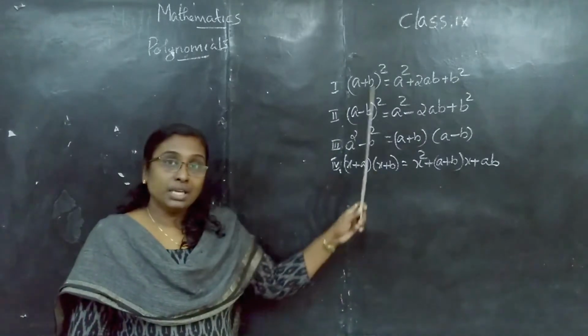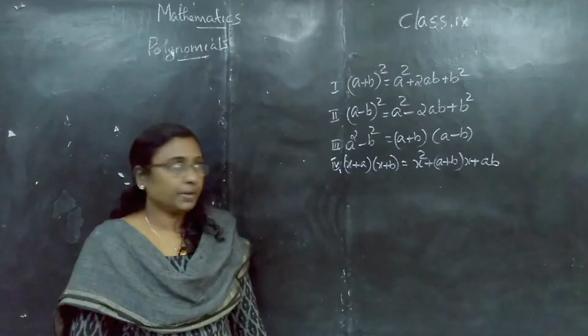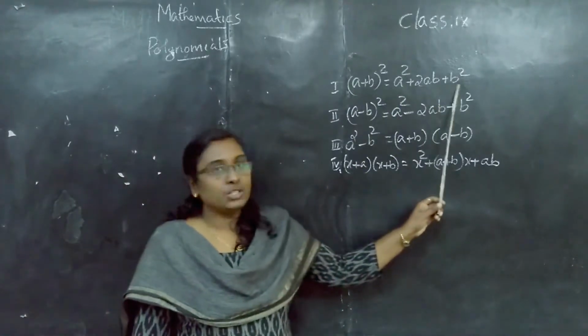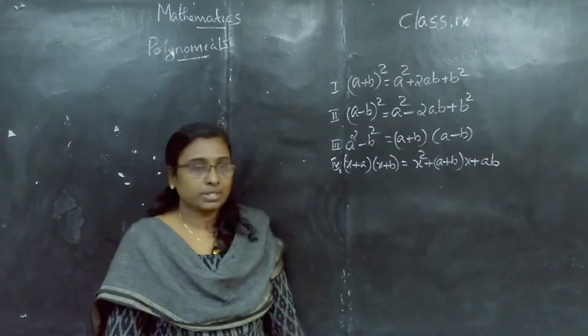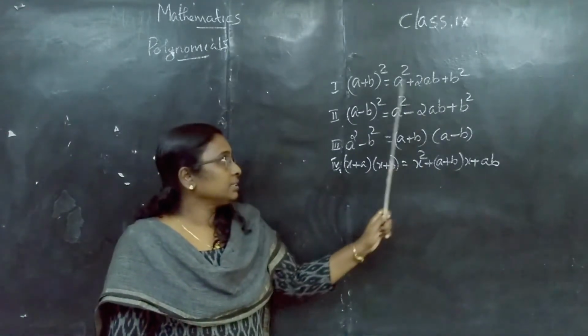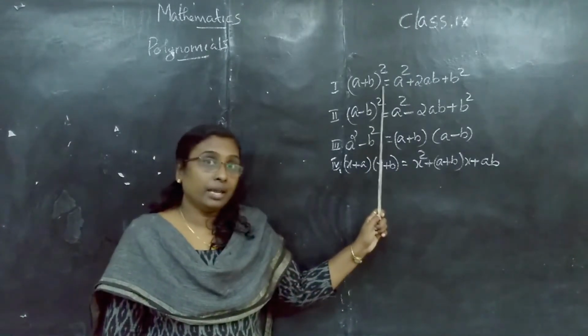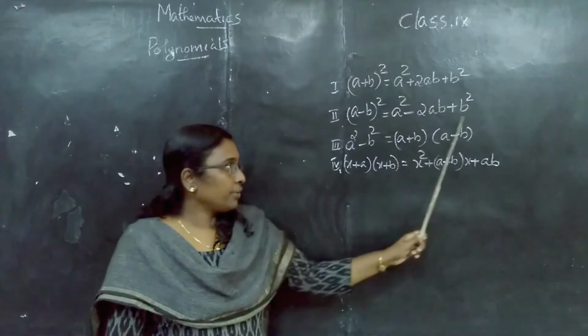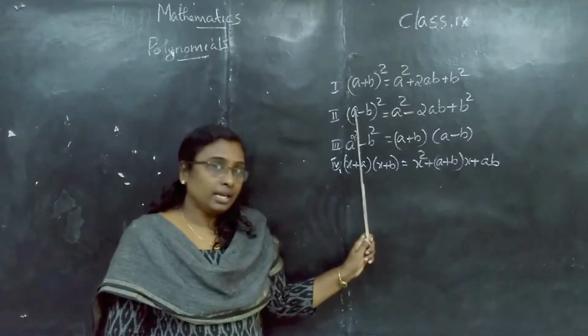We shall use these identities to factorize an algebraic expression. See here, this is an algebraic expression. a square plus 2ab plus b square is an algebraic expression. What are the factors of this expression? The factors are (a plus b) and (a plus b). What are the factors of this expression? (a minus b) and (a minus b).